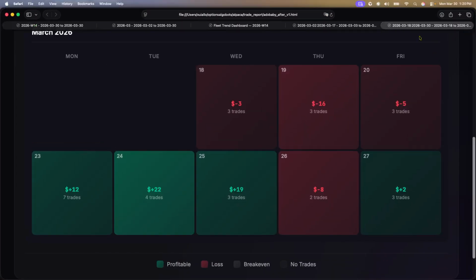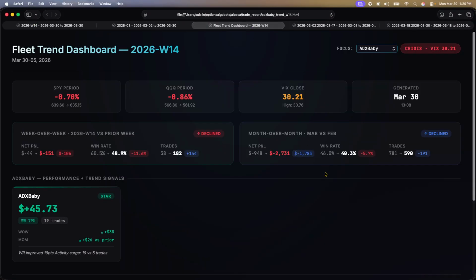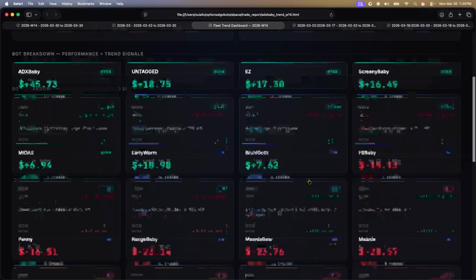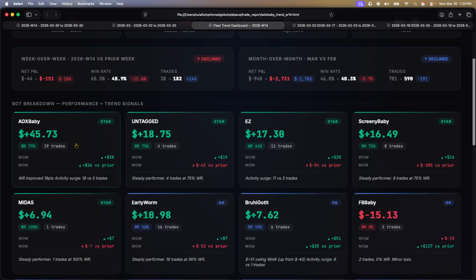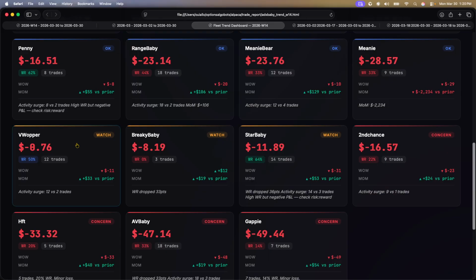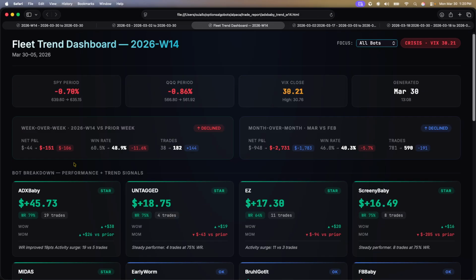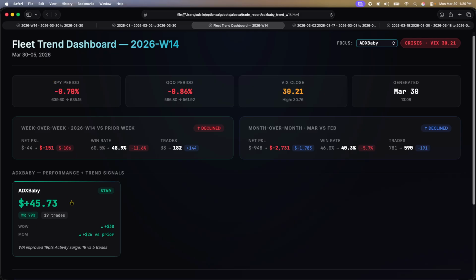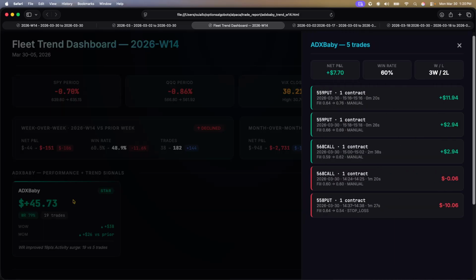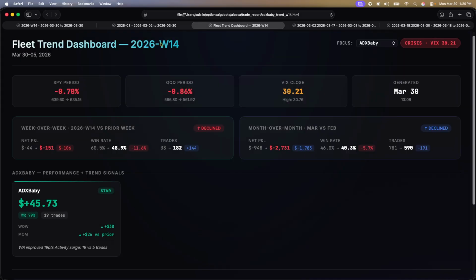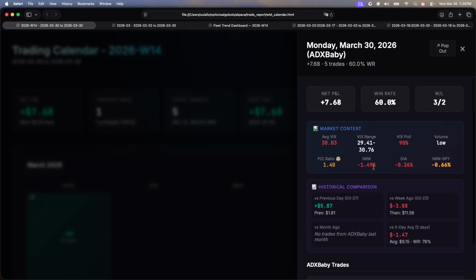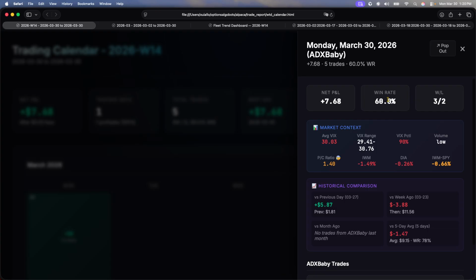So what I want to do now is look at the trend for our bot, right? Overall, if you want to take a look at all of our bots, you can see ADXBaby is leading the way, and there are a couple of others that we do need to fix. Just looking at ADXBaby, we're looking at $45 up, week over week and month over month as well. Just looking at today's trades, the bot did perform well. It had 60% today.